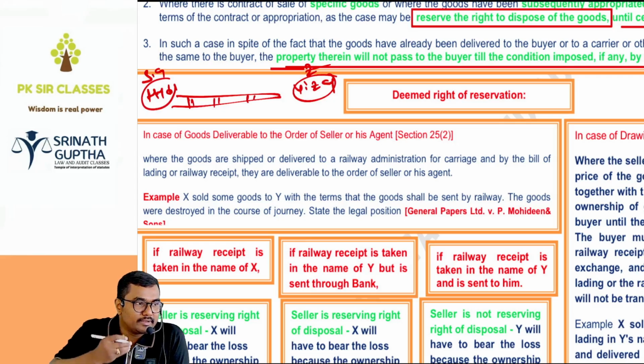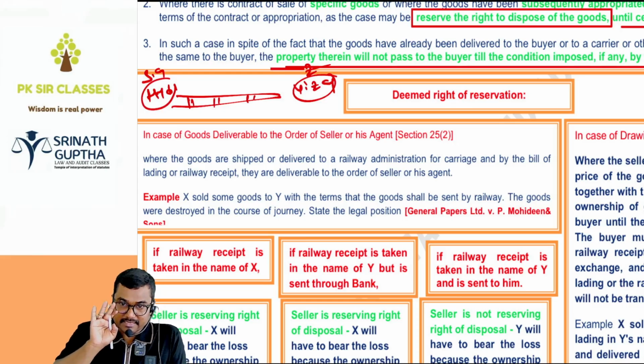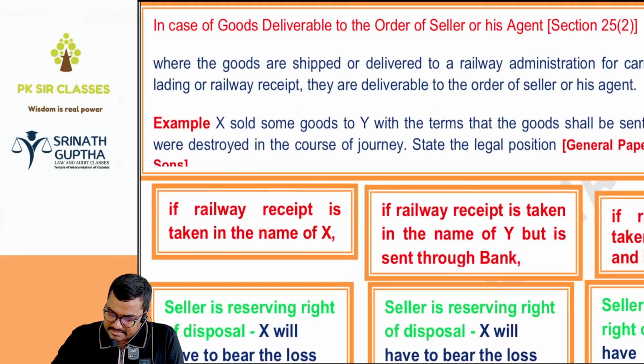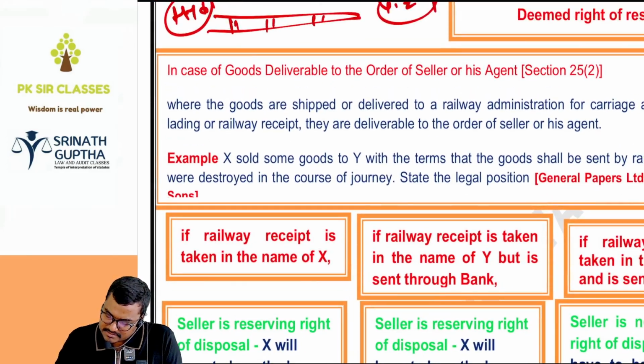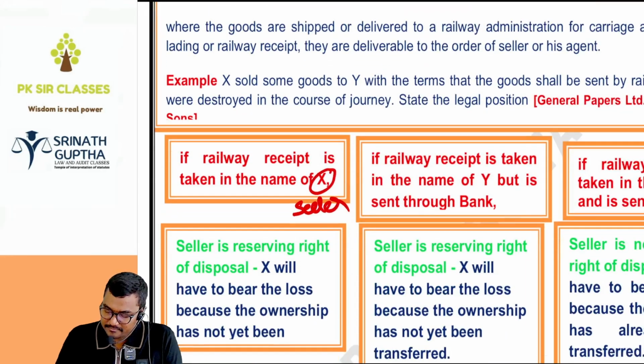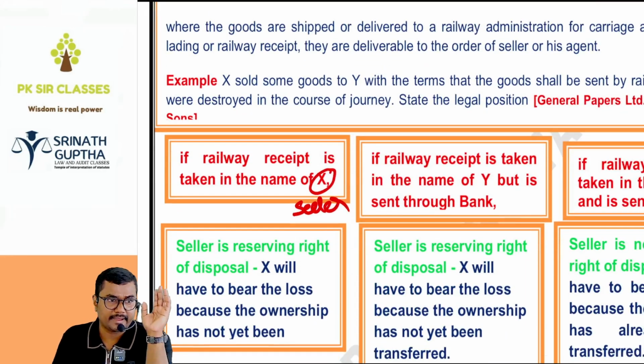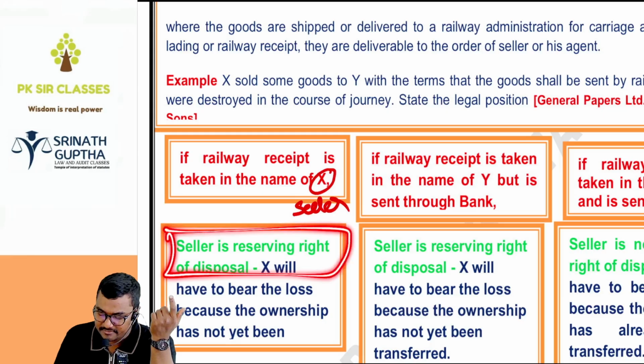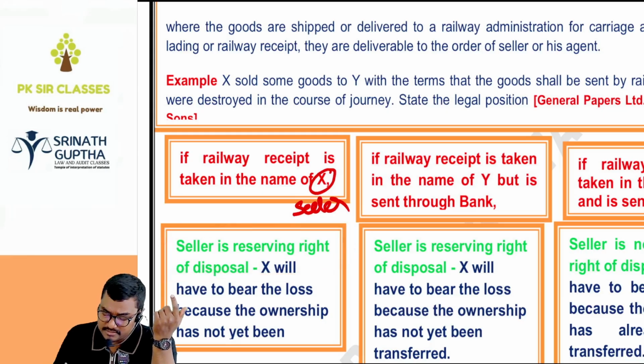So when I'm loading these goods in the railways, they will give the receipt. The receipt is taken in the name of whom? The seller. So the receipt is in my name. So after reaching Vizag, can you claim the goods from the railways? No, because the seller is reserving the right of disposal, because the document is in whose name? Seller's name.